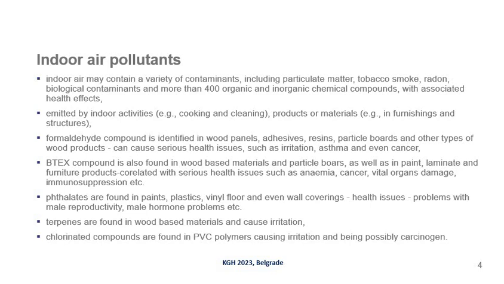The phthalates are found in paints, in plastics, in vinyl floor, and even in wall coverings. While the health issues that arise are problems with reproductivity, hormone problems, and so on. The terpenes are found in wood-based materials and cause irritation, while the chlorinated compounds are found in PVC polymers, causing irritation and being possibly carcinogenic.